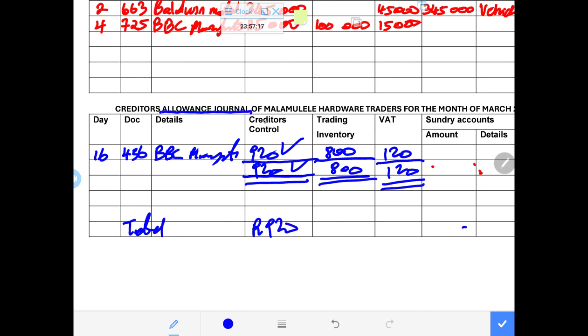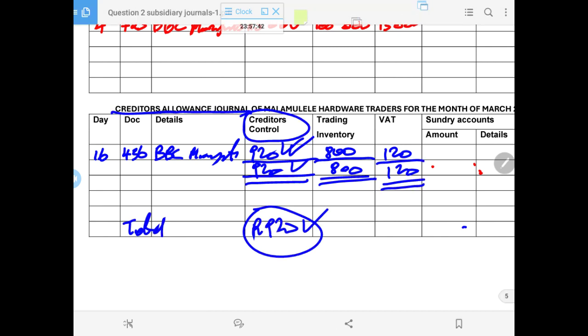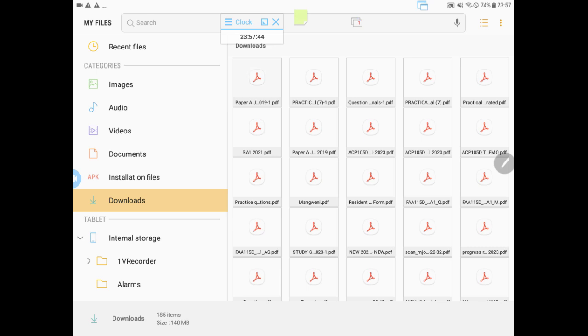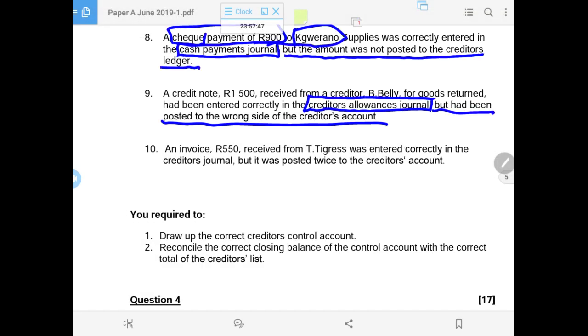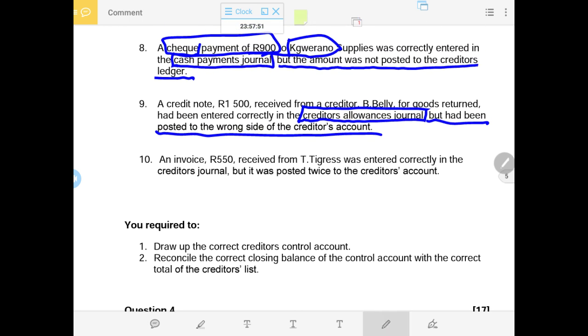This is the creditors allowance journal. So they say under this column, the creditors control column in the creditors allowance journal, this was a tick box, it was fine. This total was a tick box, it was fine. And this amount was recorded correctly on the debit side of the creditors control column under returns. So there's nothing to be done. But where the mistake was done, when we are now recording under our list of creditors that specific creditor by the name B. Bailey. What happened in there?